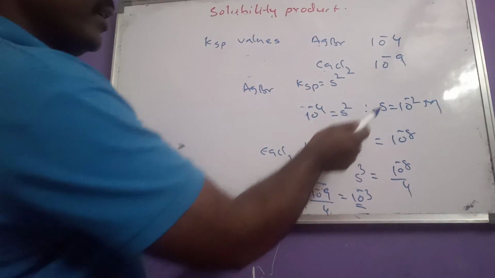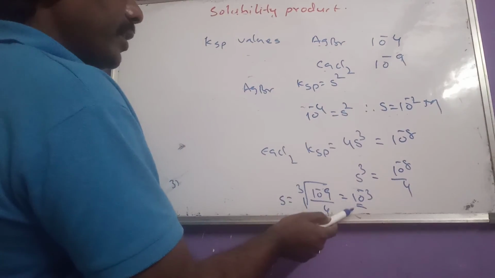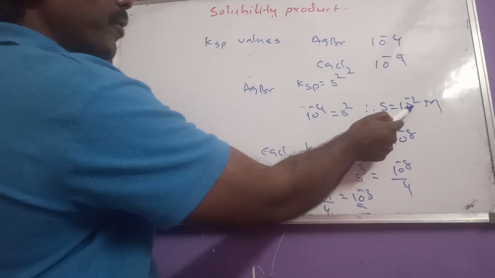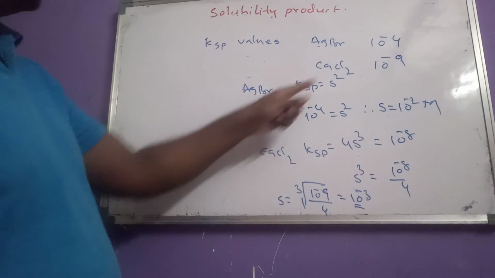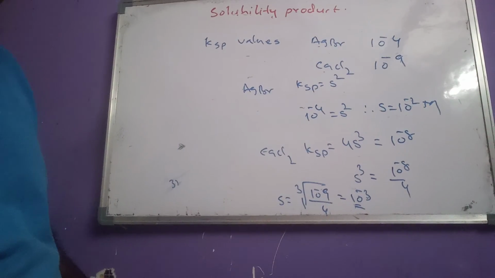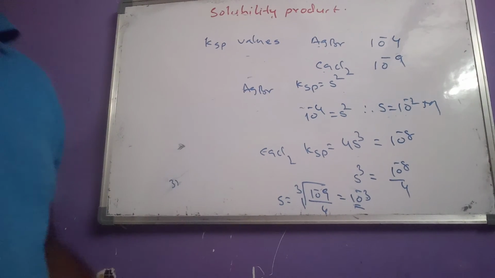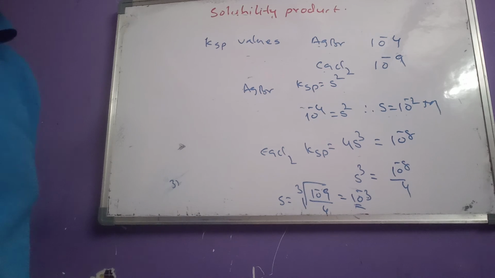Now see here, in this case solubility is 10 power minus 2 M, but in this case solubility is 10 power minus 3 M. So as 10 power minus 2 is greater than 10 power minus 3, AgBr is more soluble in water. So like this we have to calculate the solubility, to find which is more soluble in a given solvent.